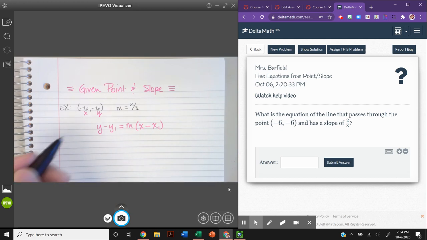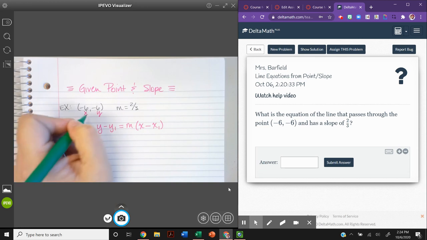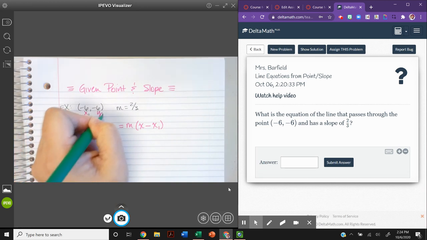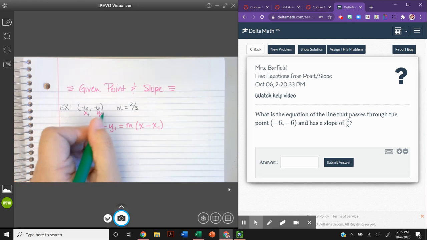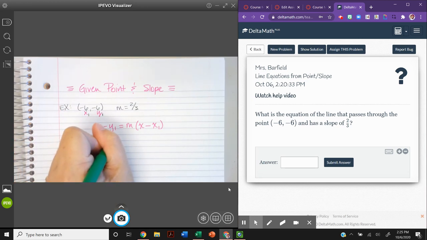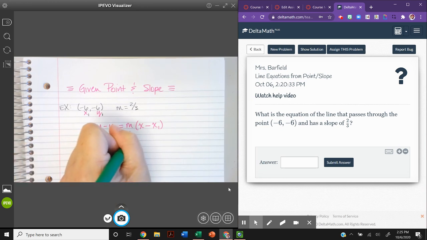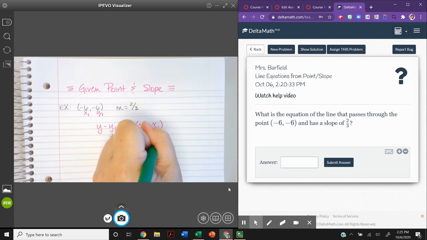Okay. All right, so now I got to plug in the information that I've been given. When you have a point, remember this is going to be x1, y1. And we've talked about this, but we're reviewing it. So when I plug things in, this y1, that's going to be -6. My m, that's going to be 2/3, and my x1, that's going to be -6.